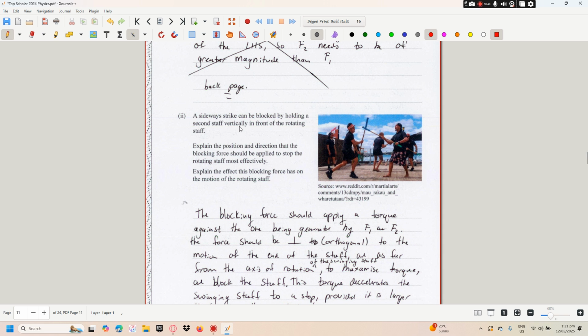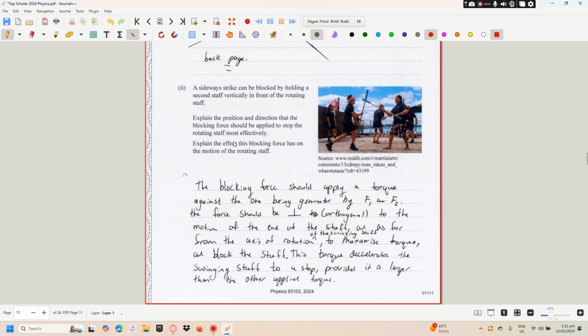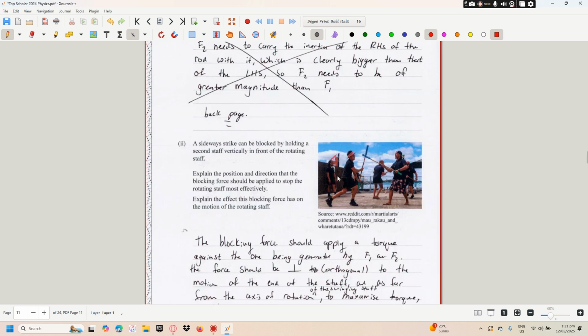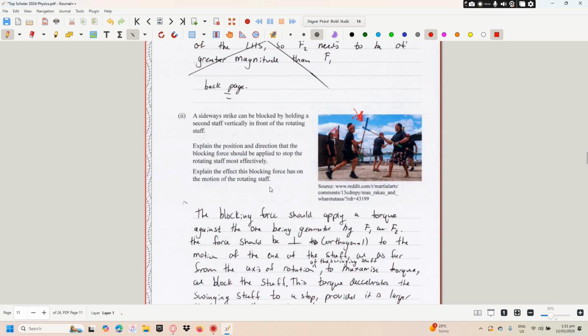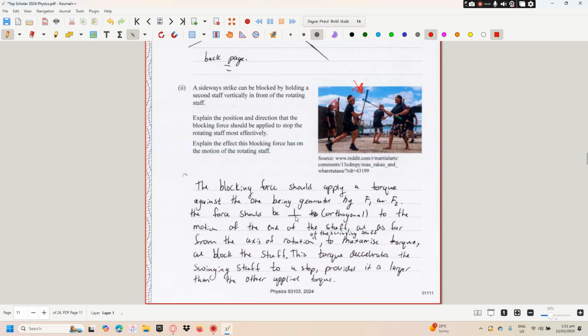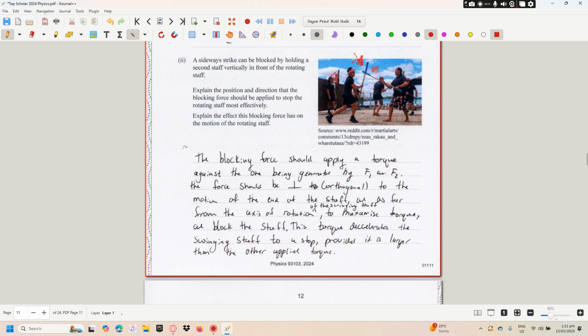And then this question, the sideways strike can be blocked. Essentially it's saying if someone swings a stick at you, how should you best hold your stick? And this is very aptly described by the diagram, as you can see. The blocking force should apply a torque against the one being generated. The force should be at right angles to the motion of the end of the staff and as far from the axis of rotation as possible to maximize torque. This is good. He's done a good job, the blocking guy, because he's really going to hit this guy hard. Massive torque against his center of rotation and cause him to stop swinging.